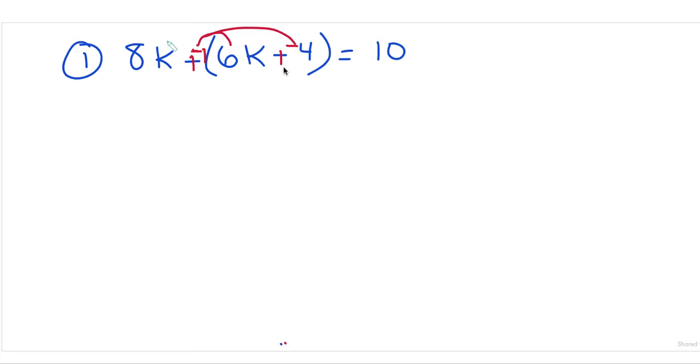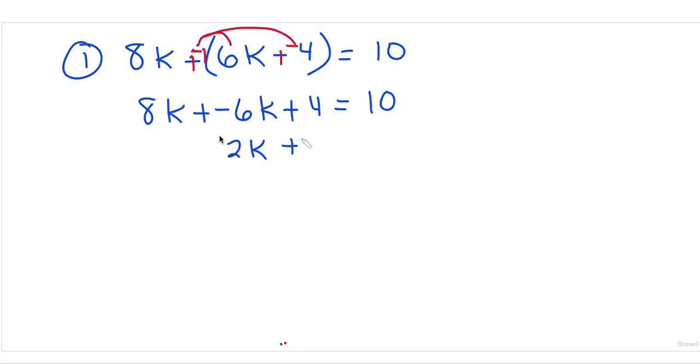and continue to solve. So we're going to have 8k plus -6k plus +4 is equal to 10. We need to combine like terms. Notice that the like terms are on the same side of the equal sign, which means we do not need to zero pair. We just simply need to collect them and see how many we have. So we're going to have 2k plus 4 is equal to 10.